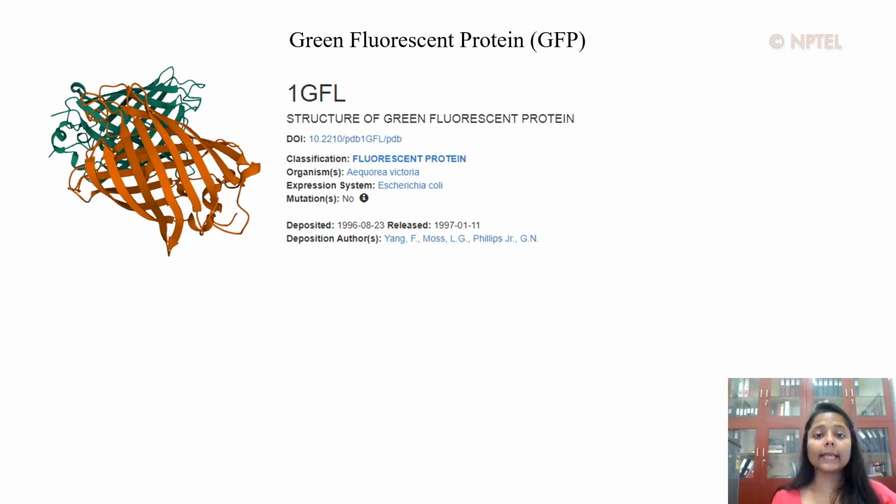Next is tagging with green fluorescent protein or GFP. GFP was first isolated from a jellyfish called Aequorea victoria. This is the crystallized structure of GFP and this is the Protein Data Bank ID. Now, if you excite GFP with UV light, the GFP will emit bright green fluorescence. So, if we can tag our protein of interest with GFP, we can actually visualize our protein under fluorescence microscopy.